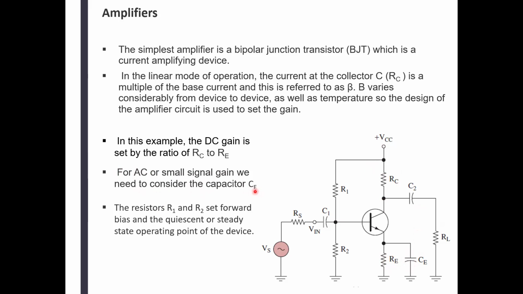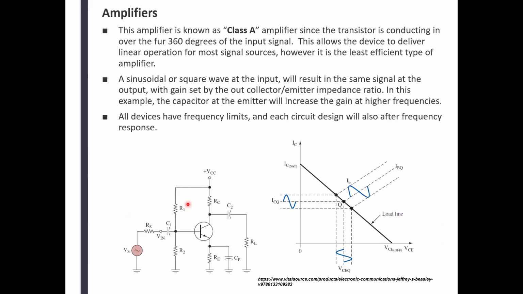And pretty sure that at some point you have done the Class A amplifier lab. If you haven't, let me know. The resistors R1 and R2, I would just say, are forward biasing the quiescent point, which is this one right here. That's the quiescent point, the Q point.